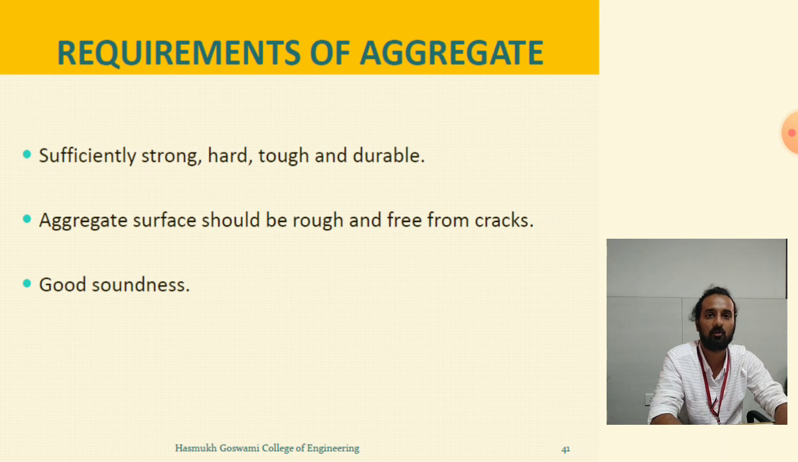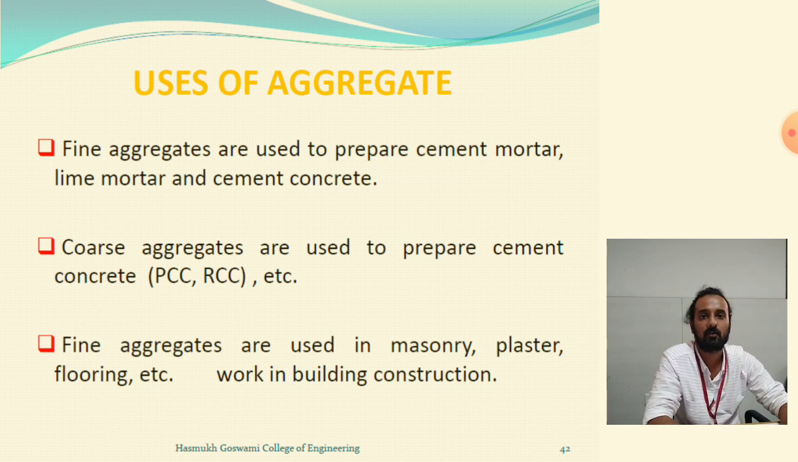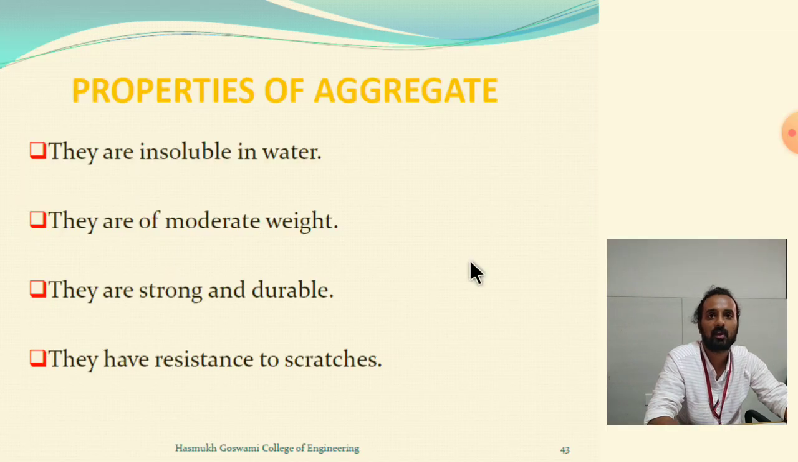Requirements of aggregates: sufficiently strong. It should be hard, durable and tough. Aggregate surface should be rough and free from cracks. It should have good soundness. Use of aggregates: fine aggregates are used to prepare cement mortar, lime mortar and cement concrete. Coarse aggregates are used to prepare cement concrete. Fine aggregates are used in masonry, plaster, flooring, and work in building construction, etc.